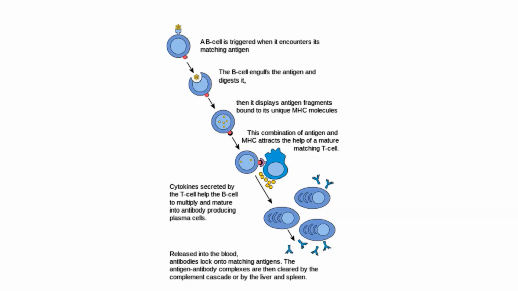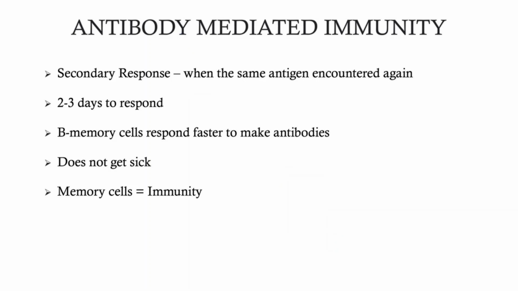With antibody-mediated immunity, the secondary response is when the same antigen is encountered again. This time, the B cells respond faster to make antibodies, and the response is within 2 to 3 days. This results in the person not getting sick.